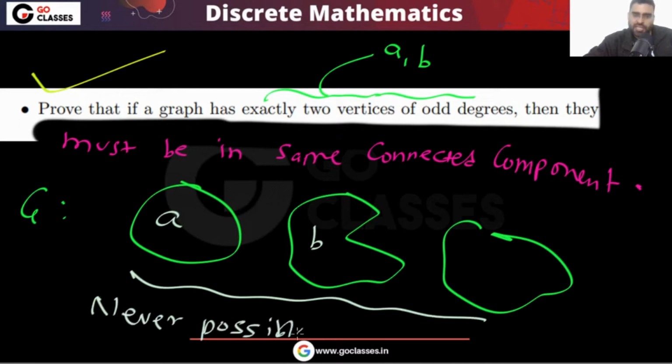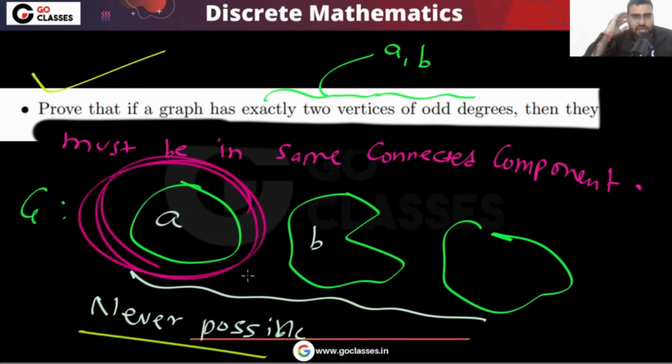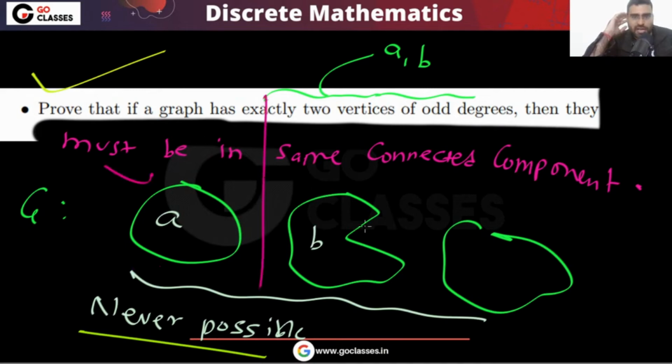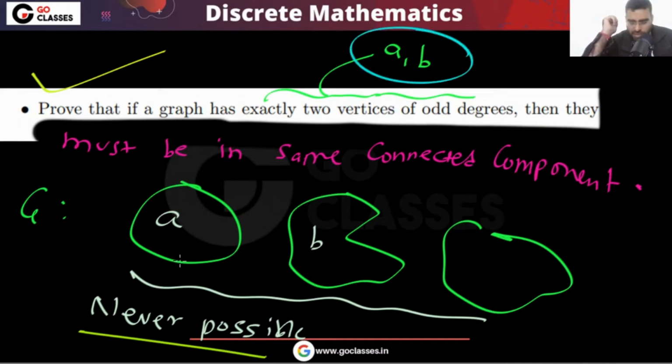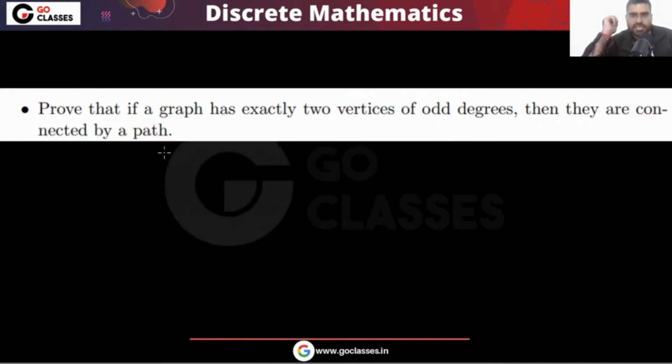The reason is very simple, because this is a graph. Look at this, this is a graph, and this is a graph. Individually, these are graphs, so individually each must have an even number of odd degree vertices. All of them must have an even number of odd degree vertices. So if you have exactly two such vertices, then they must be in the same component. So I can say they must be connected by a path. So this statement is correct.